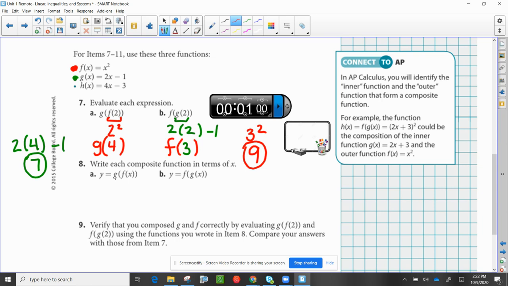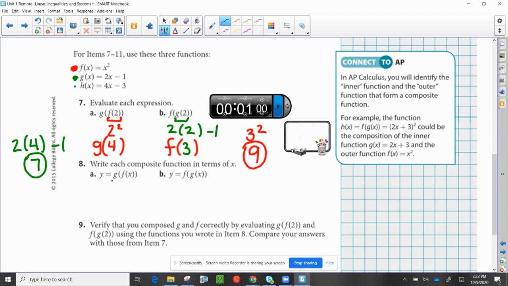All right. So this is number 8, which is kind of what we did in last night's video, but it's good practice to do it again. So we're going to rewrite and make a composite function. Meaning the function means that you're still going to have your variable. There's no number we're evaluating for. So we're just going to go ahead and find g of f of x.